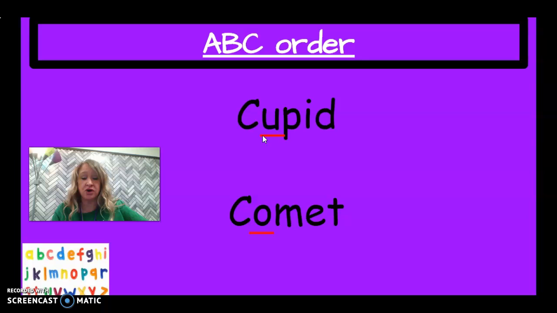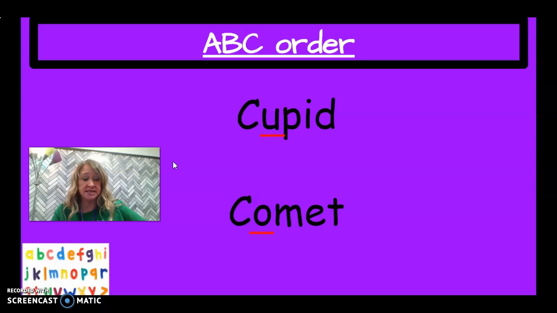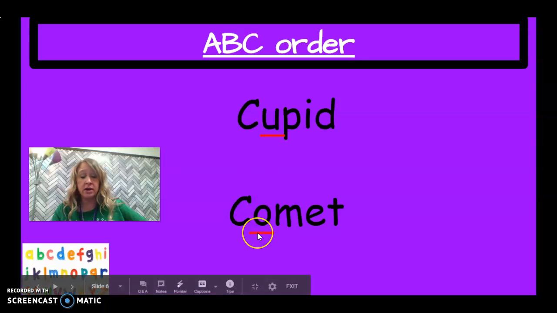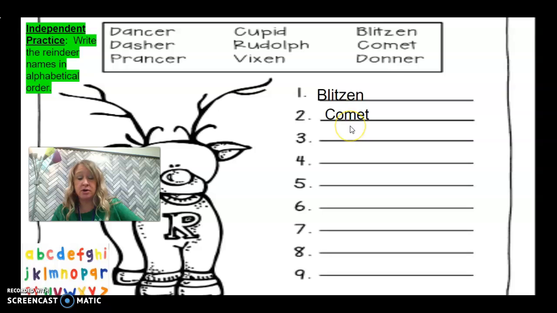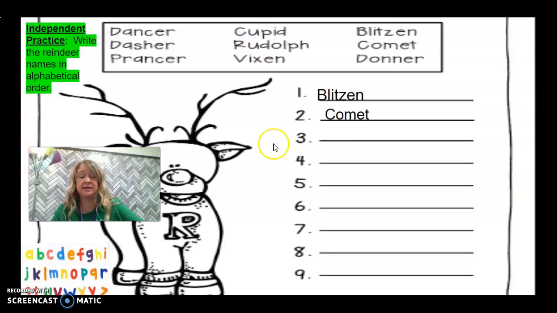So what letter comes first in ABC order, the U or the O? Look at our ABC picture down here. Which letter do you come to first? A, B, C, D, E, F, G, H, I, J, K, L, M, N, O. We come to the O first. So the word Comet will go next in ABC order. So you'll write Comet, and then you'll cross out Blitzen and Comet. And then what word are you going to write next? The other C word, Cupid. That's right. So you'll go back and you'll write Cupid.